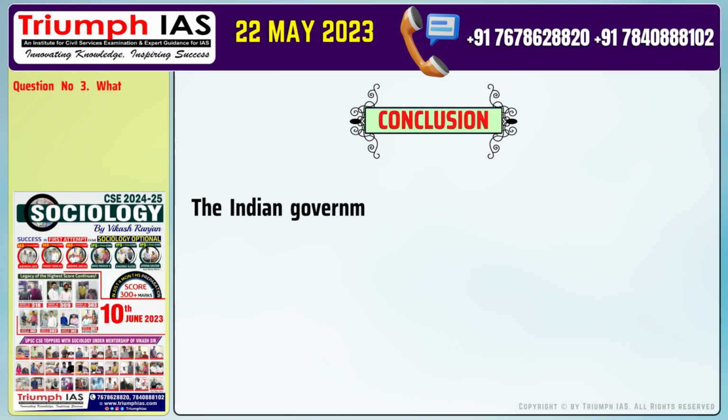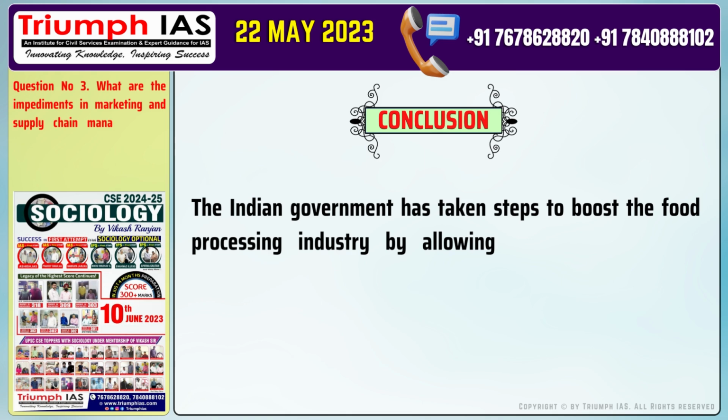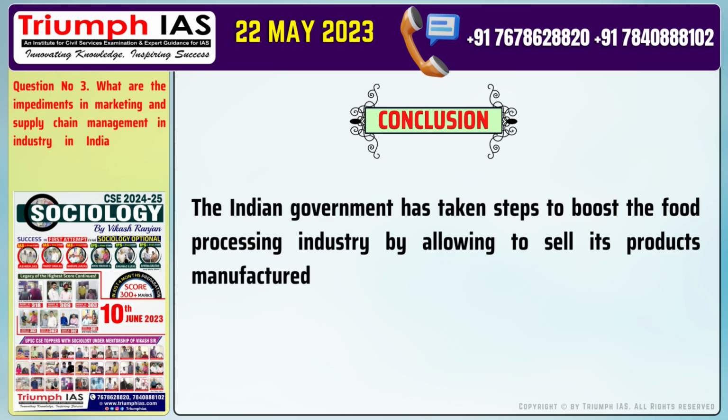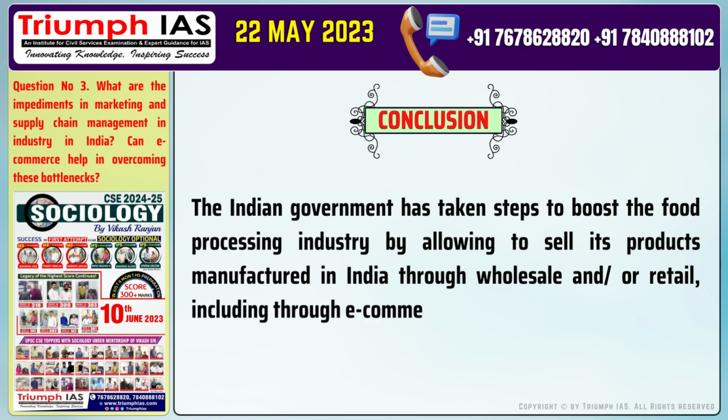Conclusion of the answer is: the Indian government has taken steps to boost the food processing industry by allowing it to sell its products manufactured in India through wholesale and/or retail, including through e-commerce.